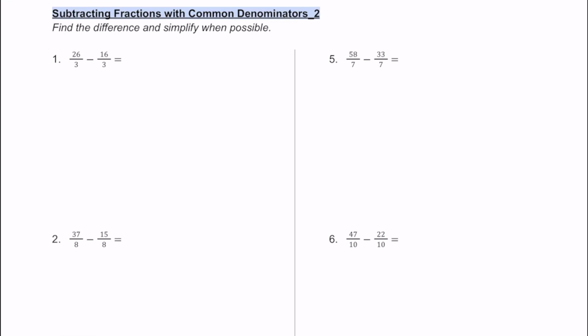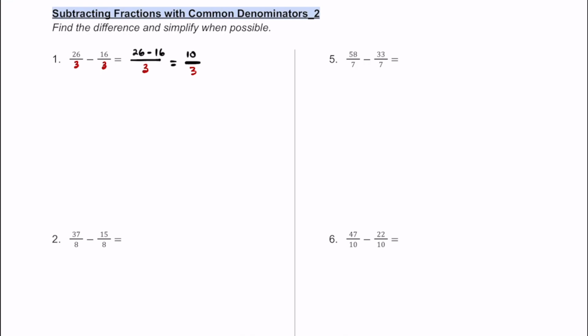For number one, we have this fraction of 26 thirds, and we're going to be subtracting 16 thirds, so we have a common denominator of 3, so we can go ahead and subtract right away. So we have a common denominator of 3, go ahead and put that down there. When we're subtracting fractions with common denominators, we just have to subtract the numerators. So we have 16 that is subtracted from the 26, so 26 minus 16, that's going to equal 10, so we have 10 over, and we keep that common denominator of 3.